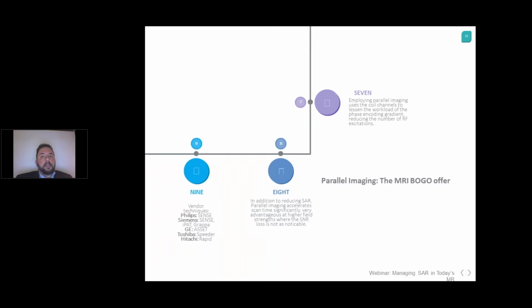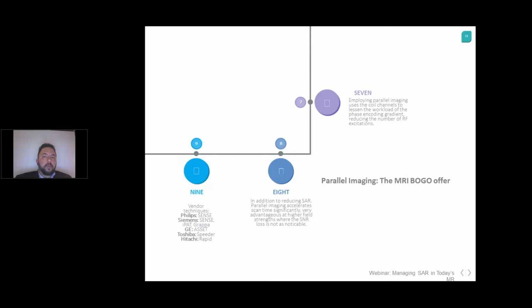One of the more common and more modern mechanisms of a reduction in SAR is our MRI BOGO offer. 7-Eleven is definitely not the only one with a buy one, get one free. Employing parallel imaging is really a novel technique that's been around for quite a number of years, but I feel it is very underutilized in the MR community.